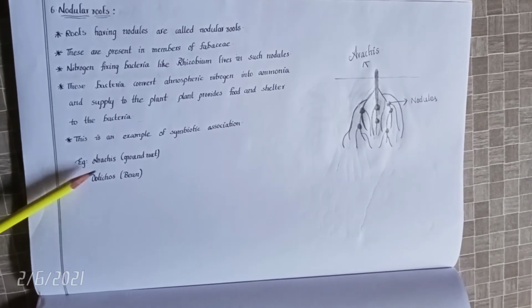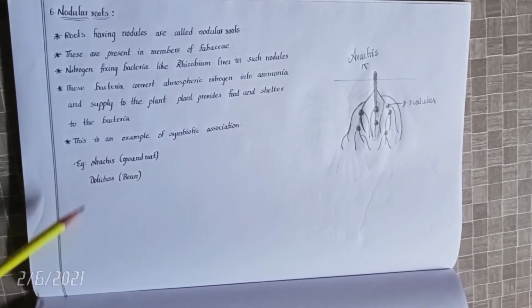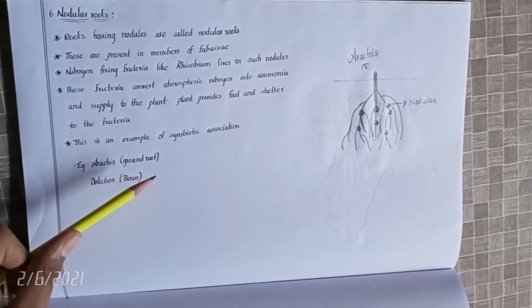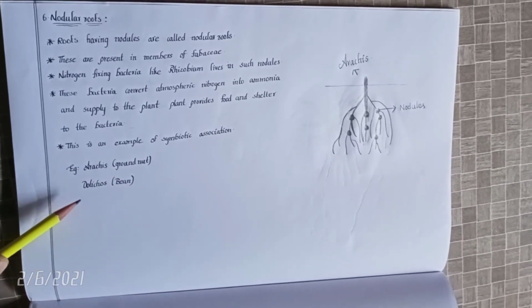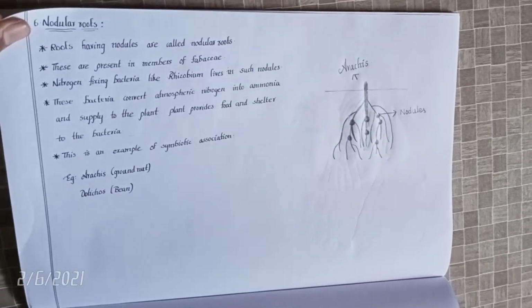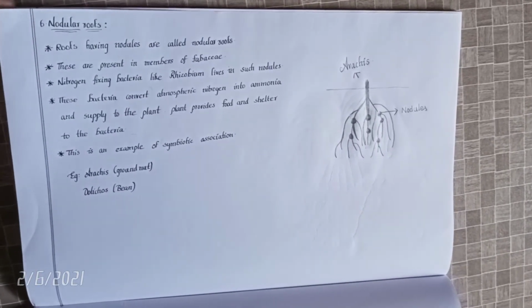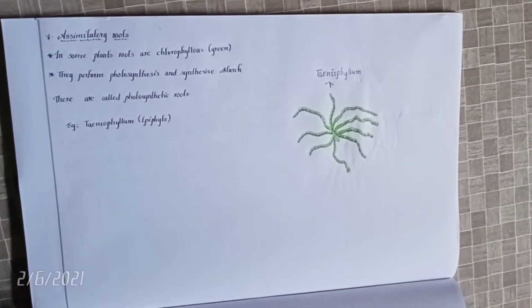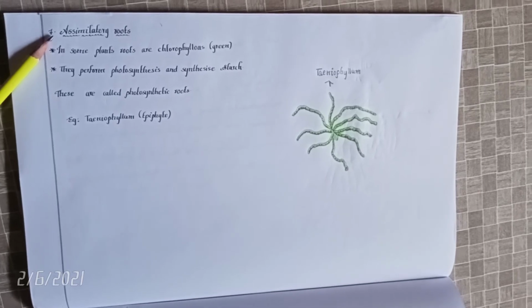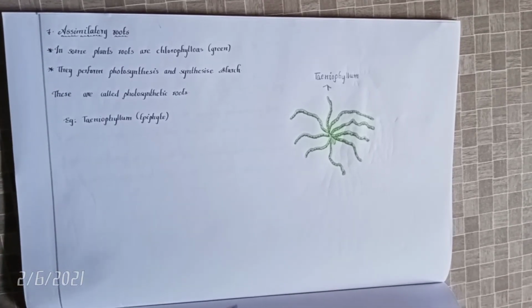And the examples are Arachis hypogaea and Dolichos lablab. The common name of Arachis hypogaea is groundnut, and the common name of Dolichos lablab is bean. And the next type of root modification is assimilatory roots. These assimilatory roots are also called photosynthetic roots.